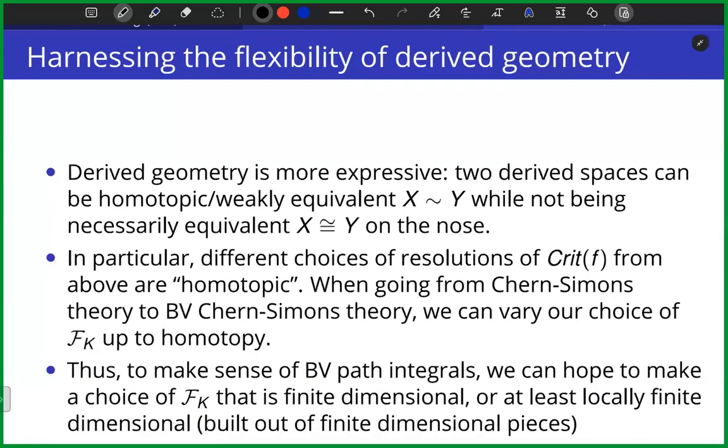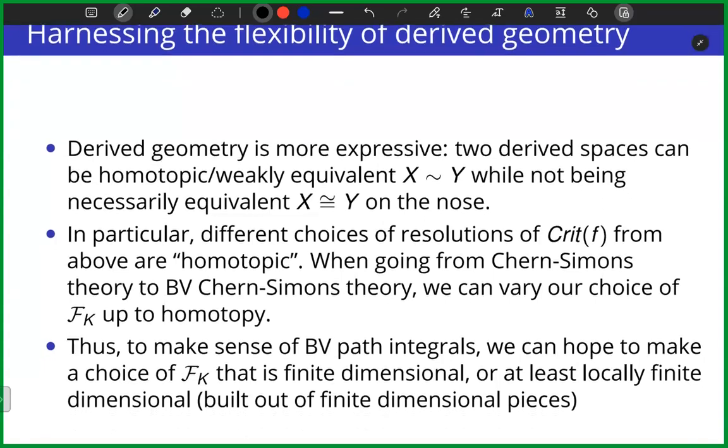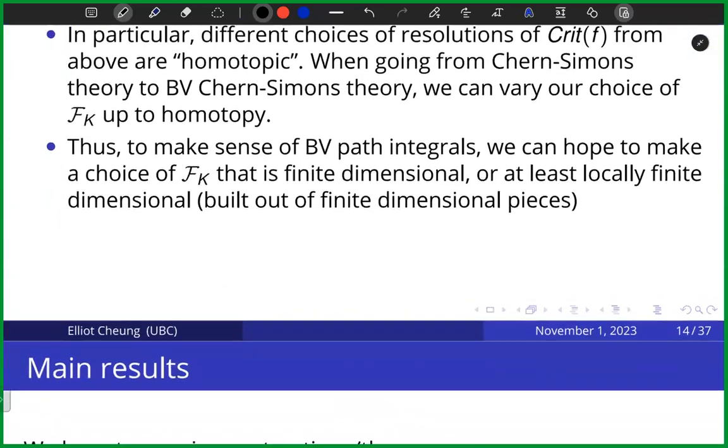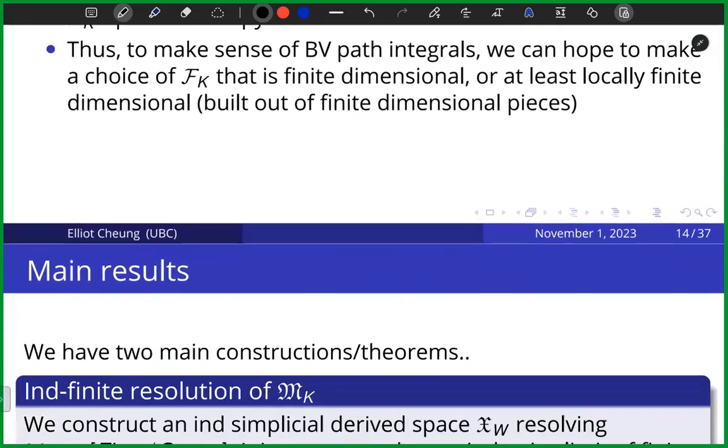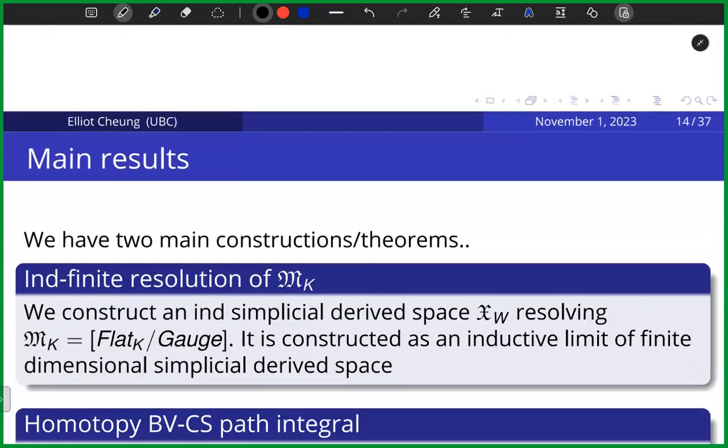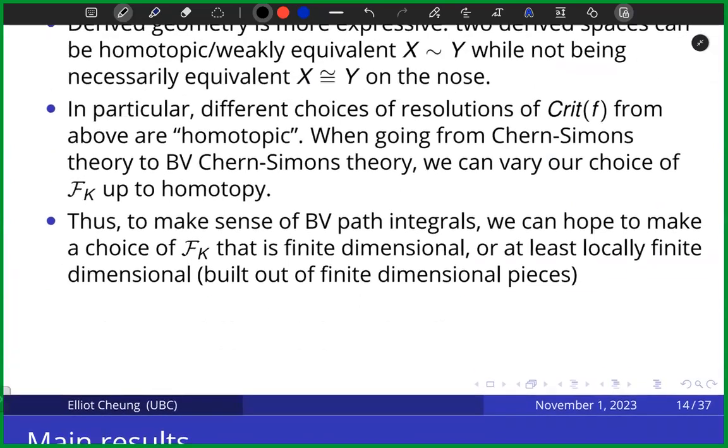So to make sense of BV path integrals, we can hope to make a choice of resolution that is finite dimensional or somehow built out of finite dimensional pieces. And that's what we've done in this project. I have a question about your derived spaces. Which category are these resolutions living in? So I'll elaborate on that in the next few sections.